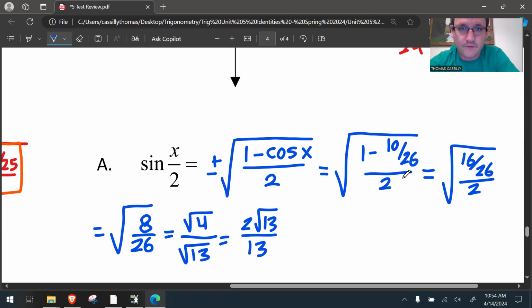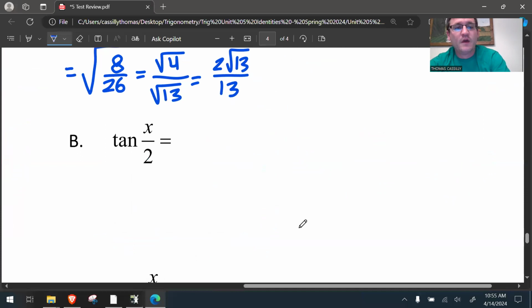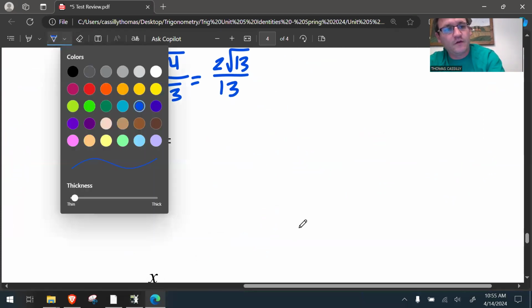And there we have it. I did skip a few steps in there. What I did is I reduced 8/26 to 4/13, square root of 4 over square root of 13. Square root of 4 is 2, and then I just rationalized the denominator. So that is your final answer for the sine of x over 2.